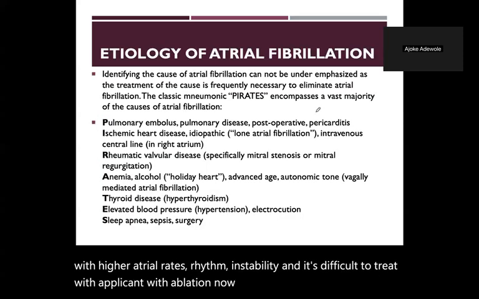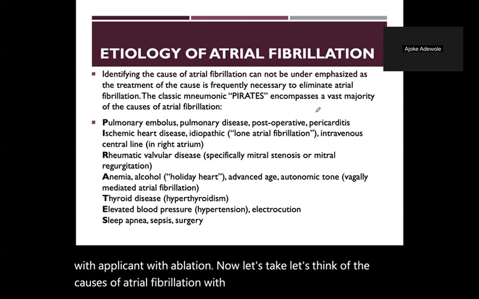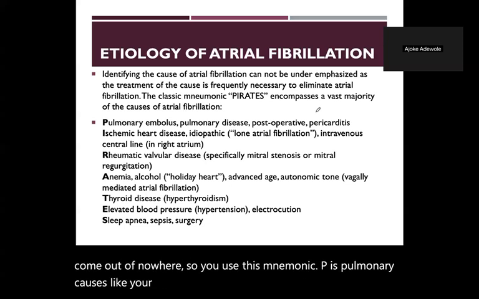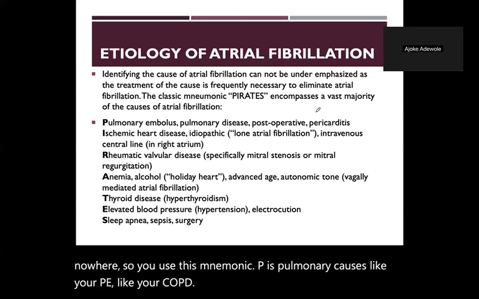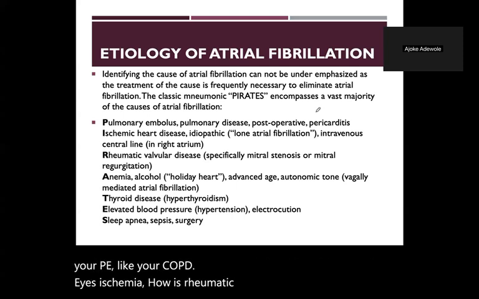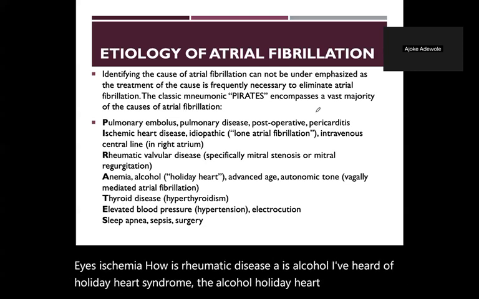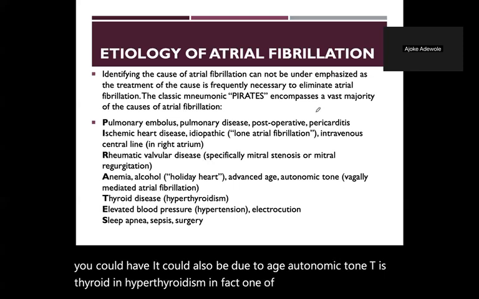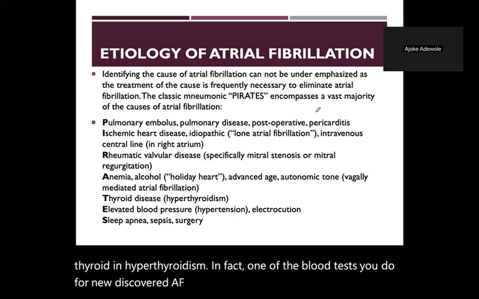Now, let's think of the causes of atrial fibrillation with the mnemonic PIRATES. AF doesn't come out of nowhere, so you use this mnemonic. P is pulmonary causes like your PE, like your COPD. I is ischemia. R is rheumatic disease. A is alcohol. Have you heard of holiday heart syndrome, the alcohol holiday heart syndrome? It could also be due to age, autonomic tone. T is thyroid, in hyperthyroidism. In fact, one of the blood tests you do for discovered AF is a thyroid function test, right? It could also be due to elevated blood pressure.